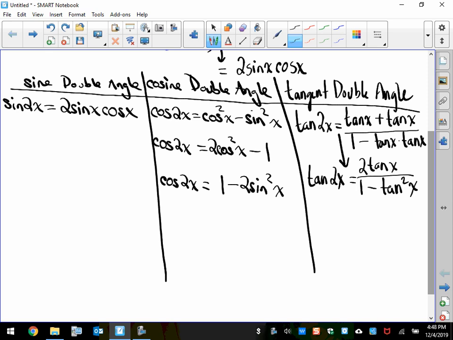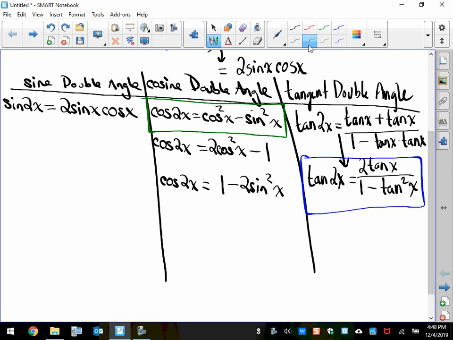So there they are. Let me box them. There's a total of 3 different identities. 1, 2, 3.